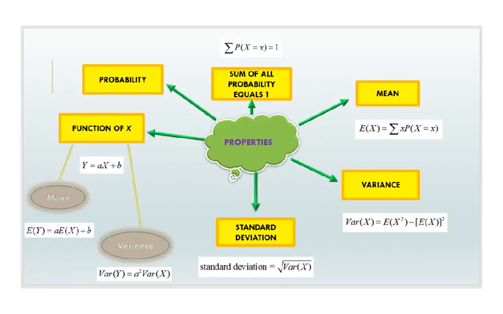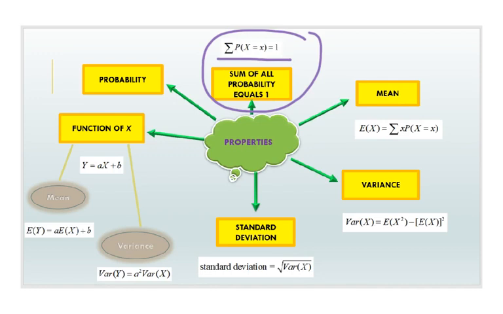For the probability distribution, we have 6 properties. The first property of probability distribution says that the sum of all probability equals 1. The formula given to you is the total of probability equals 1.